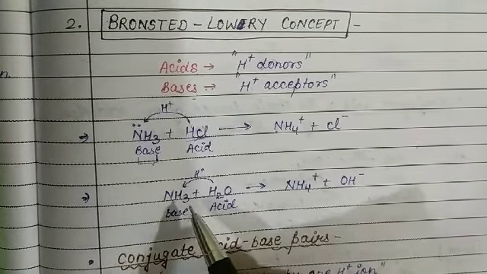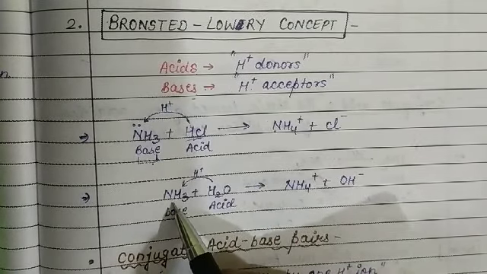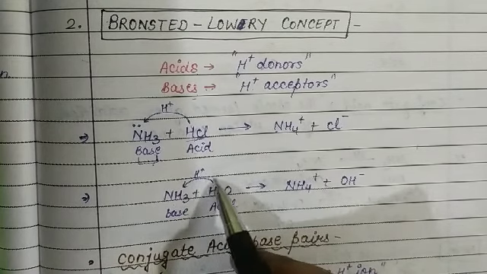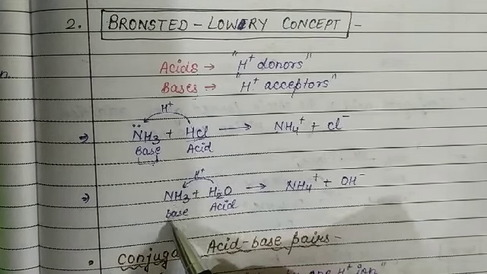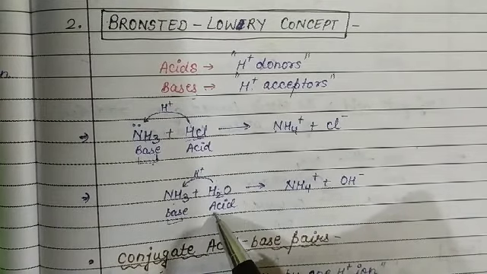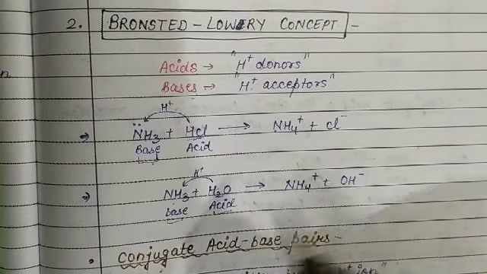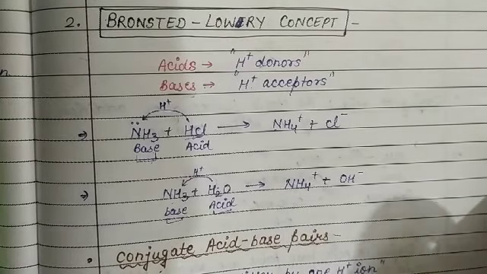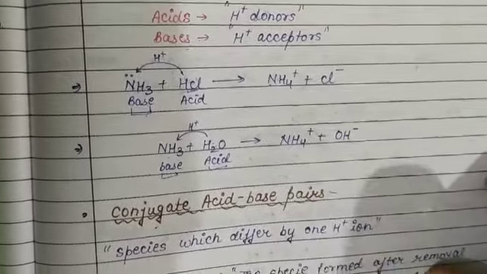See the next example. The next example is NH3 combines with water. So water will donate a proton, it is the H plus donor, and ammonia will accept the proton. So ammonia acts as a base and water acts as an acid in this reaction. Now in Bronsted theory we will study the concept of conjugate acid and base pair.